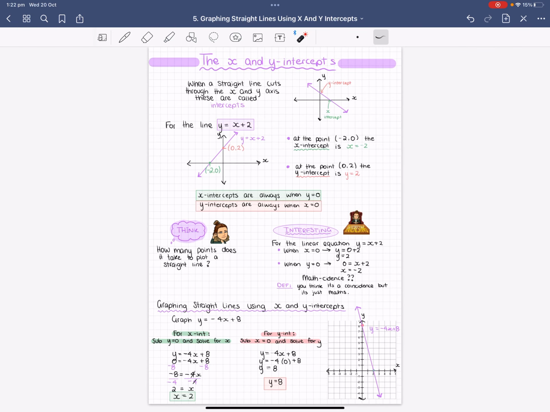Okay, we will look more at points on straight lines next lesson. Today, just focus on plotting straight lines with x and y intercepts. Bye.